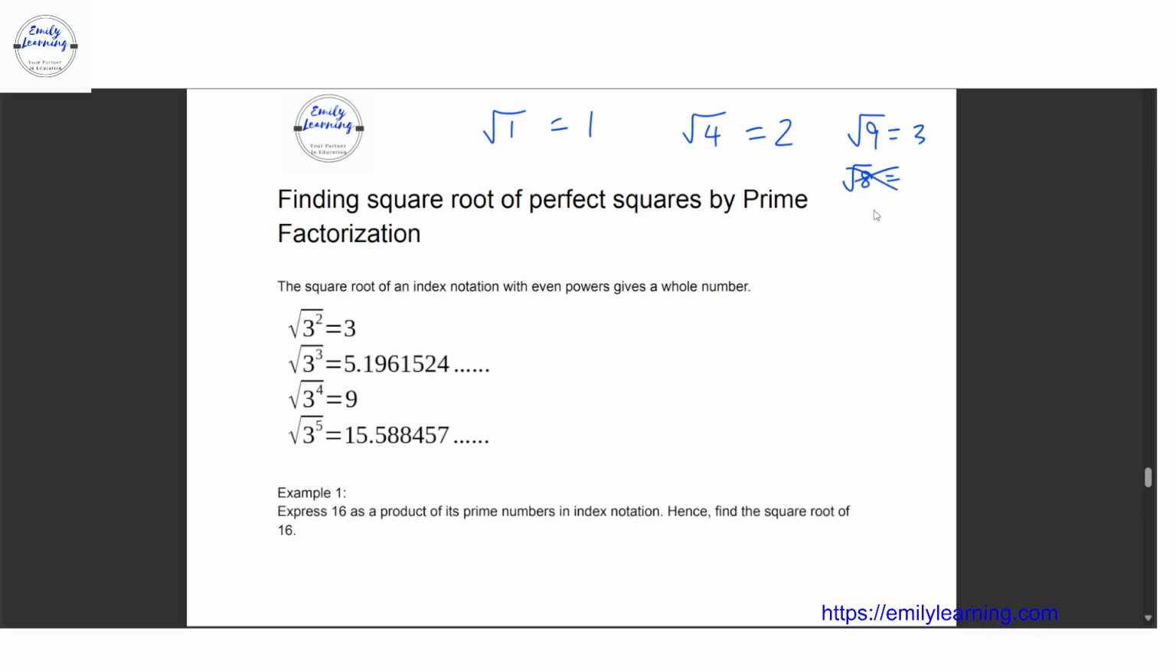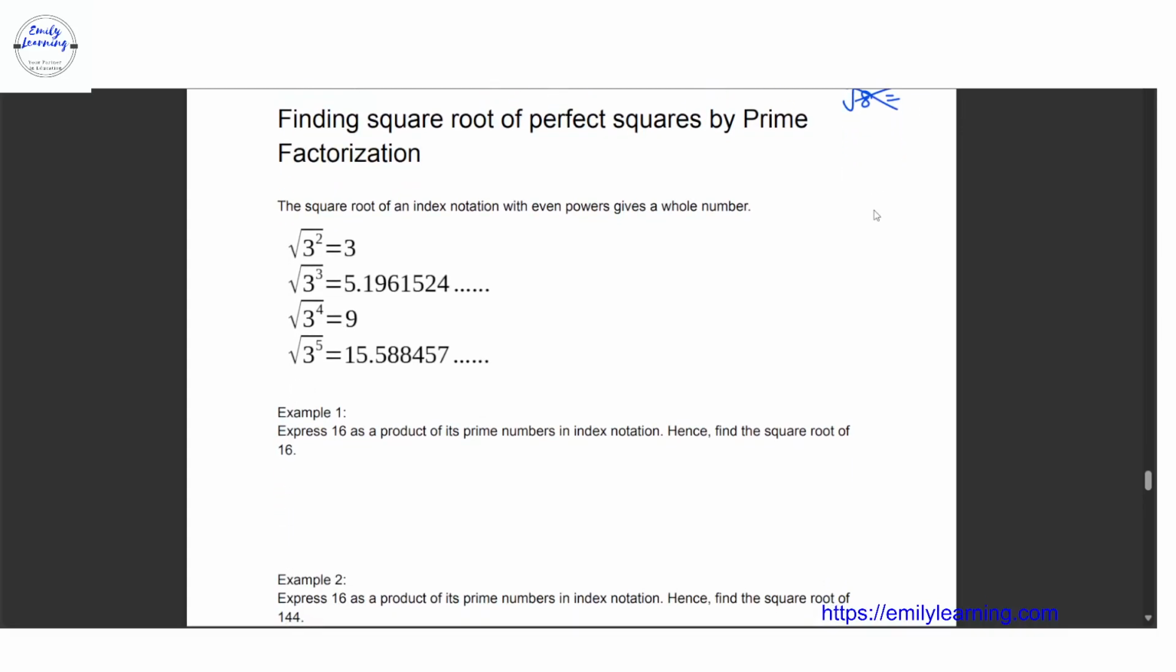So whenever you need to find square root by prime factorization, it's always for perfect squares. Before we go on to look at square roots of perfect squares by prime factorization, the first thing you need to know is that the square root of an index notation with even powers gives a whole number.